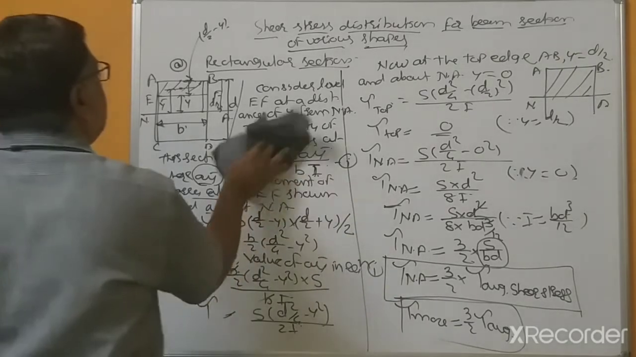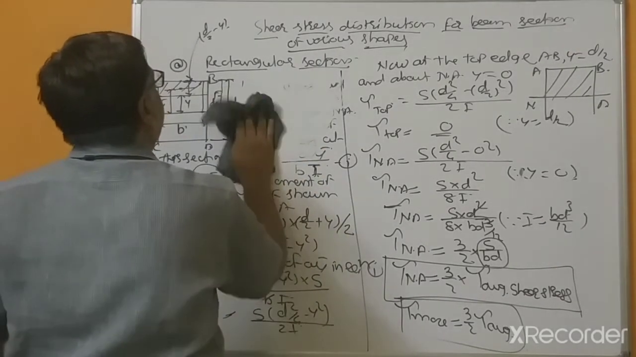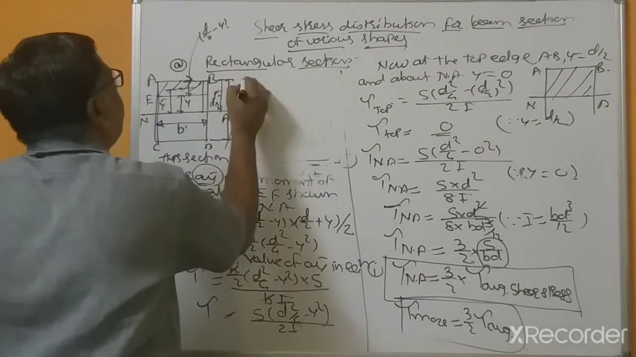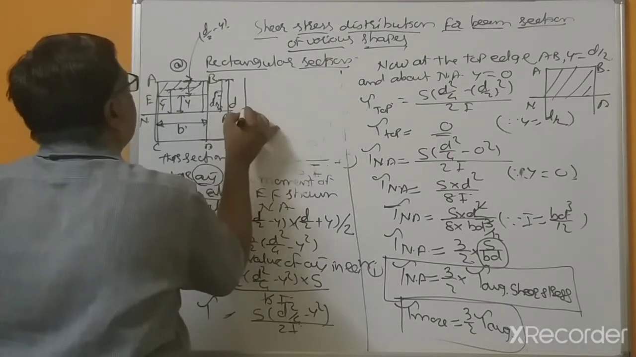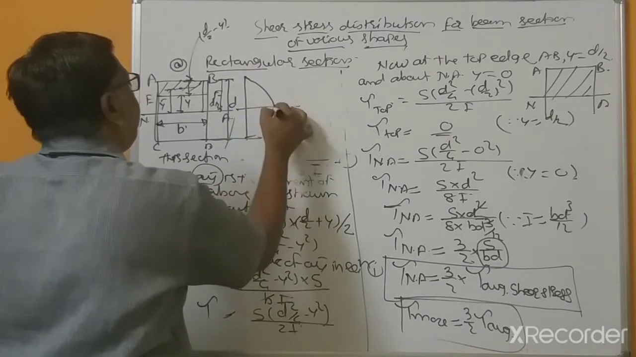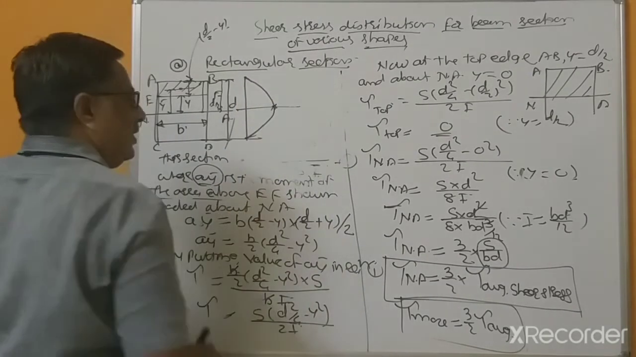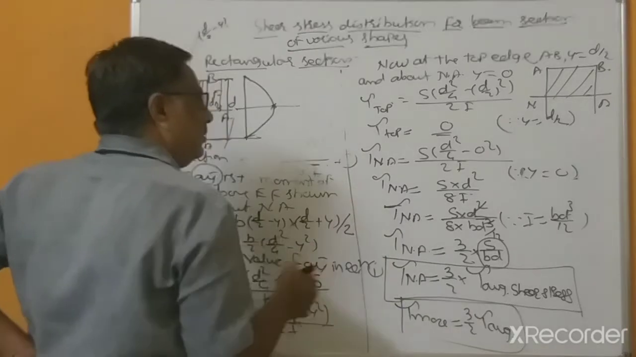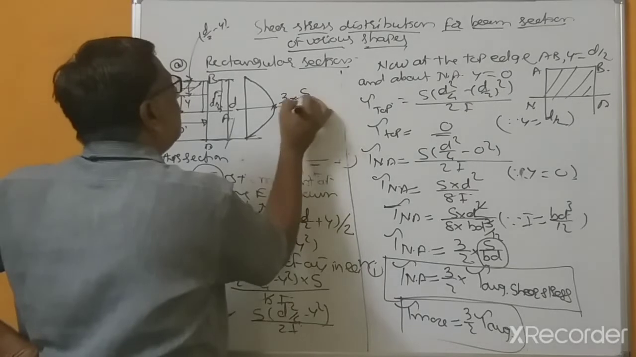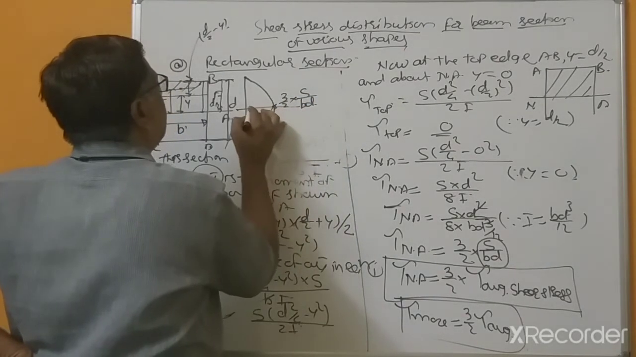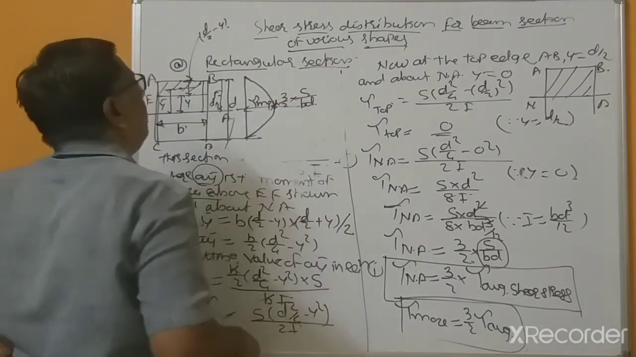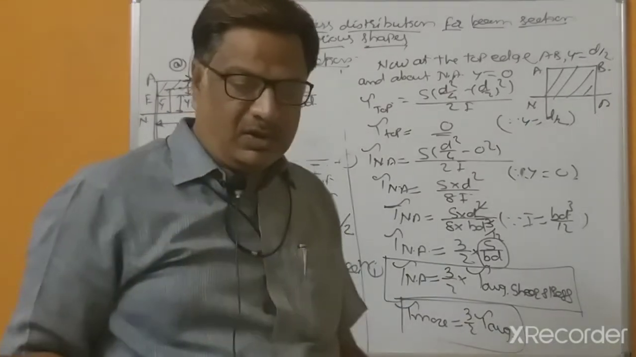So that's why in the distribution of shear stress diagram, at the top edge this is 0, bottom edge 0, and here 3 by 2 into S divided by BD, and this is tau max. This is for a rectangular section.